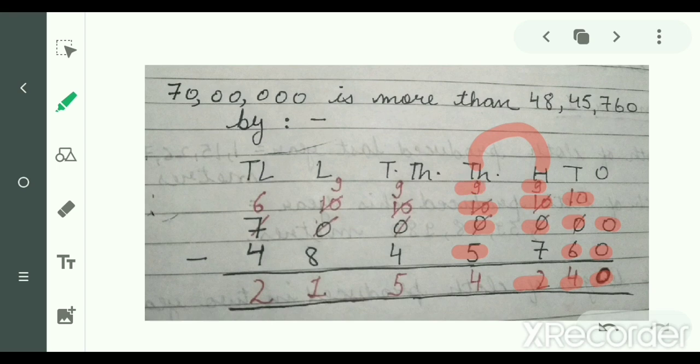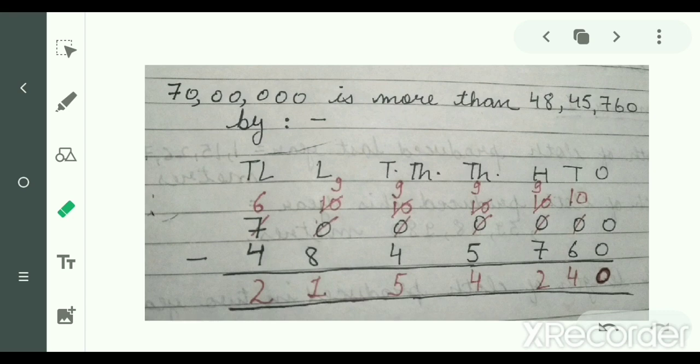So 9 minus 4, we have 9 minus 5, we have 4 here. Now move to the 10,000 place. At the 10,000 place we have 0 minus 4. This operation is also not possible because 0 is less than 4.